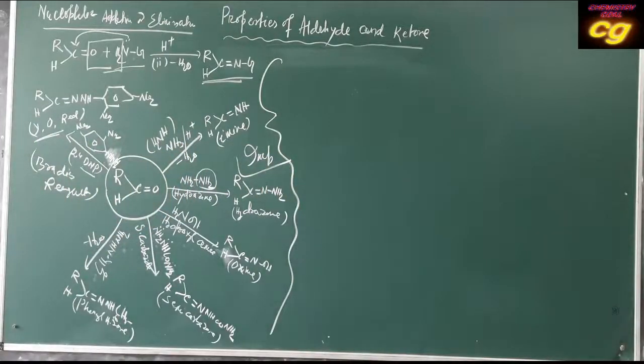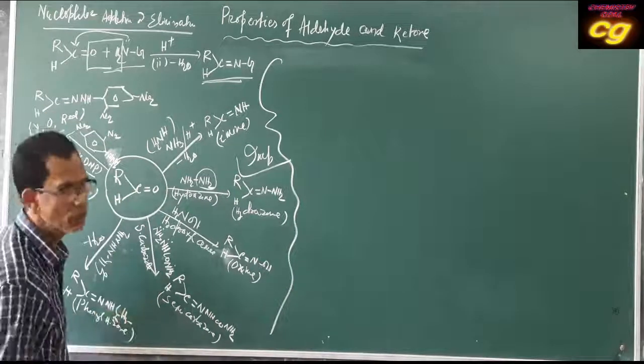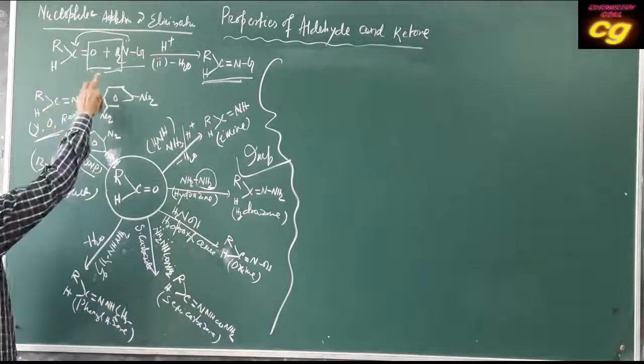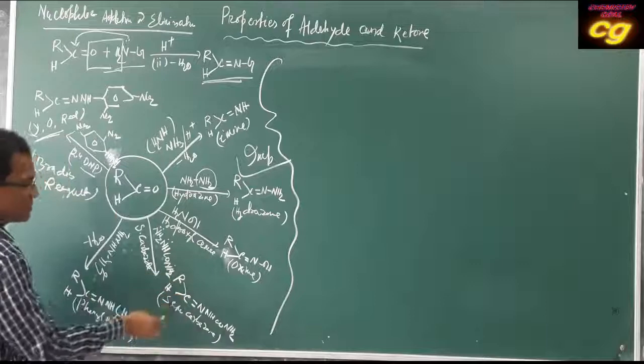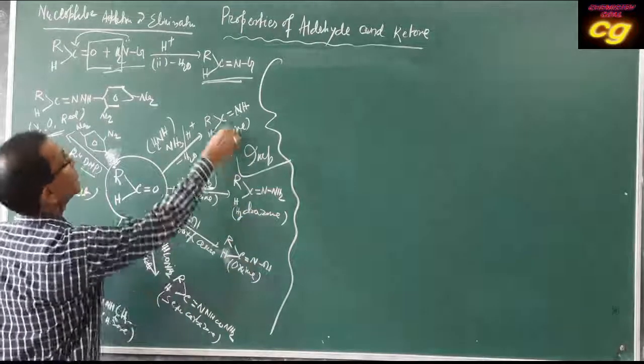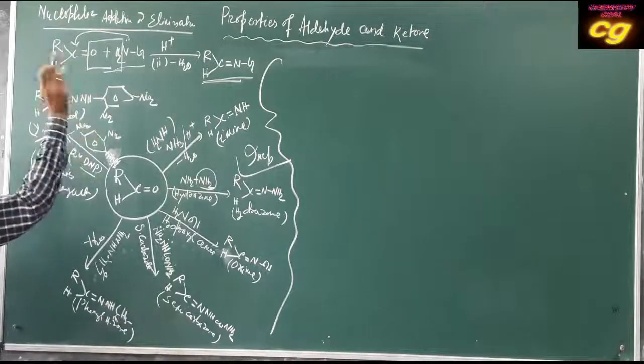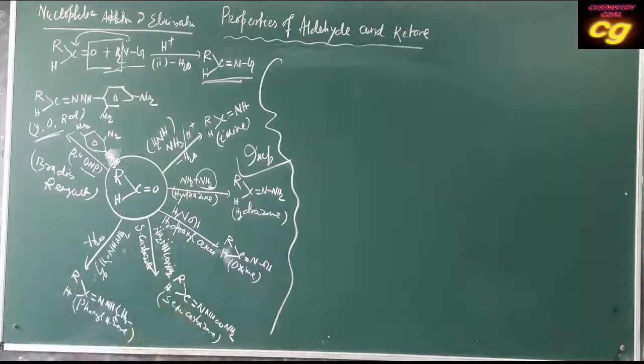You have to practice: suppose I have written an aldehyde, you practice by taking a ketone. In all cases the result is first addition, then elimination. You see in all cases the double bond is available here. So this is called the addition and elimination product of that aldehyde or ketone, that is the nucleophilic addition elimination reaction.